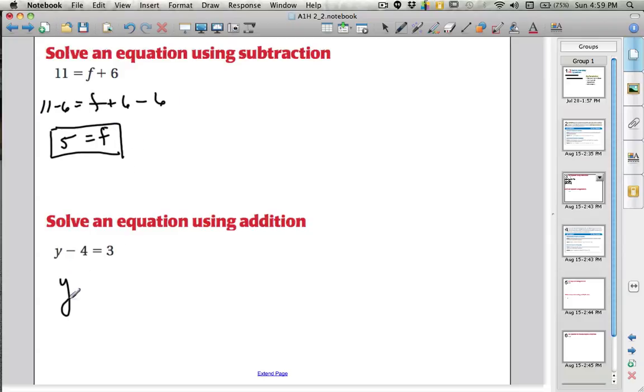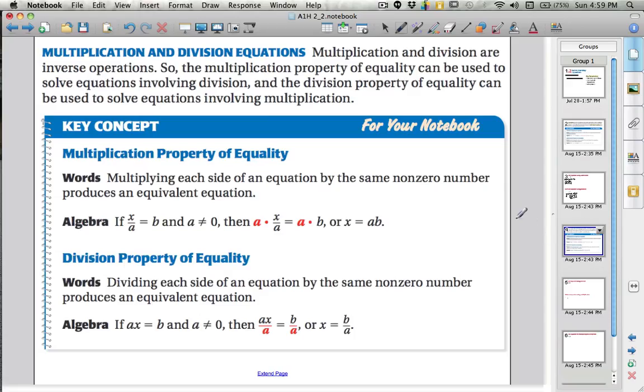And down here, if I add 4 to either side, I'll end up with y is equal to 7. Pretty straightforward, and I believe this is stuff that you've already done pretty extensively.